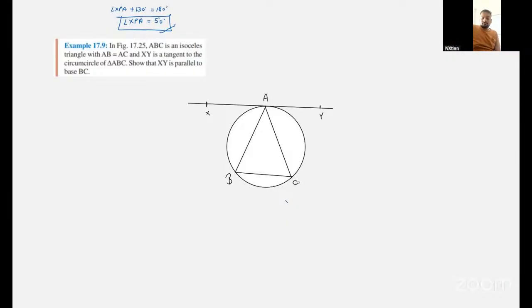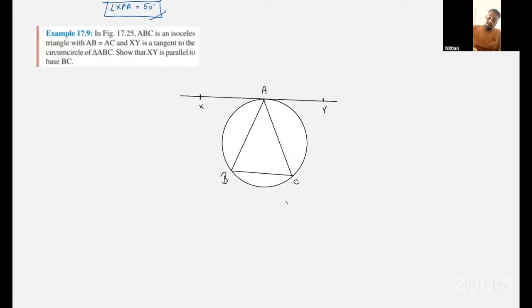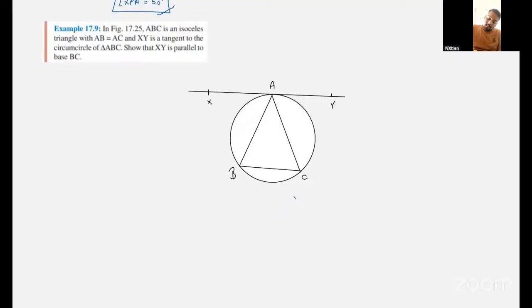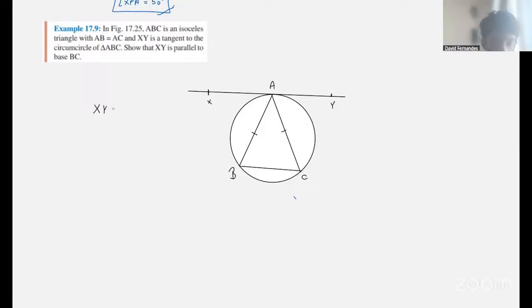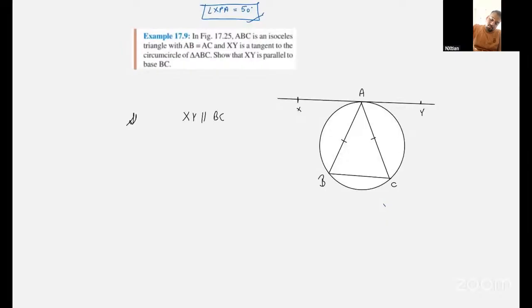Okay, guys, listen now. We know that AB is equal to AC. It is given that AB is equal to AC. Now we have to show that XY is parallel to the base BC. That we have to show. Okay. Now everyone please pay attention.